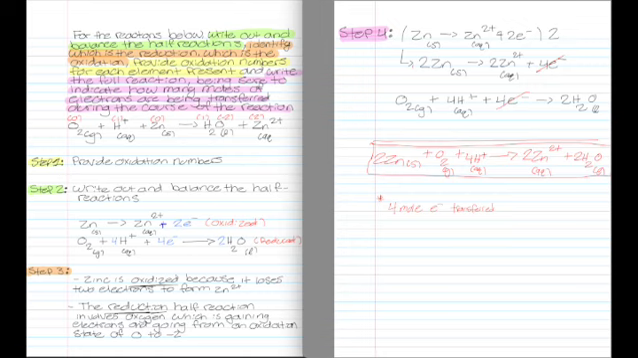And now that we have balanced half reactions where the electrons cancel on each side, we can add up our reactants and add up our products and get our complete reaction. After completing this final step, we get our final answer of 2 solid zinc atoms plus O2 gas plus 4H+ goes to 2 moles of Zn2+ and 2 moles of liquid water.